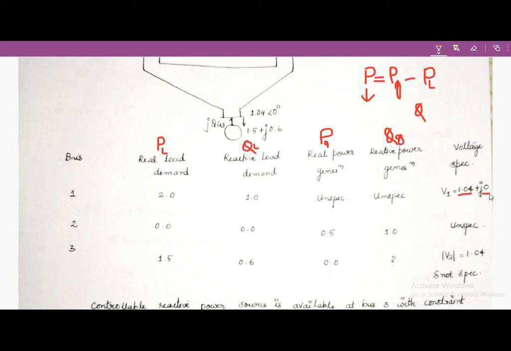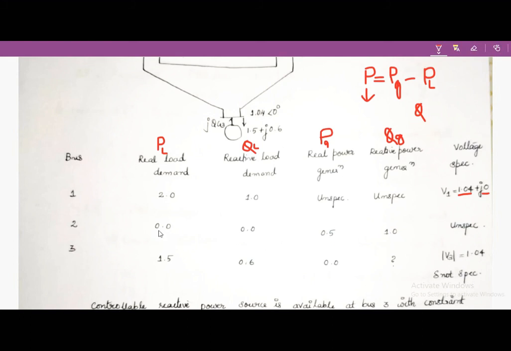So what type of bus is this? Yes, this bus is the slack bus because we have the magnitude of the voltage and we have the angle of the voltage. Now considering the second bus. In the second bus, it is given that the active load is 0, the reactive load is 0, the real power generation is 0.5 and the reactive power generation is 0.5.